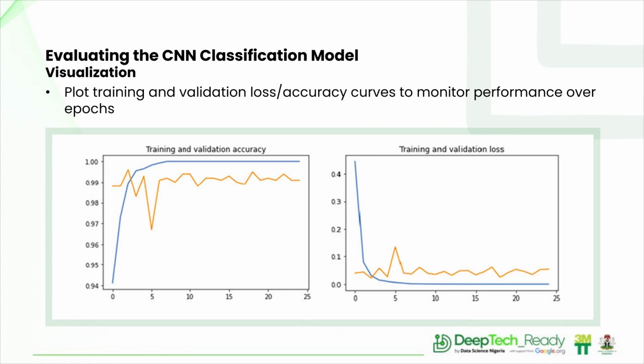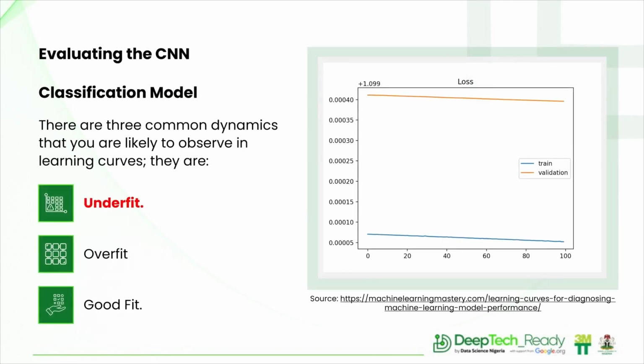In most cases, you do this for both the accuracy and the loss. So you juxtapose the training and the validation accuracy as well as the training and the validation loss. But in order to assess the performance, in most cases, since the loss is often used as the cost function for training these algorithms, it can suffice. There are three common dynamics that you are likely to observe in learning curves, and these are underfit, overfit, and good fit.